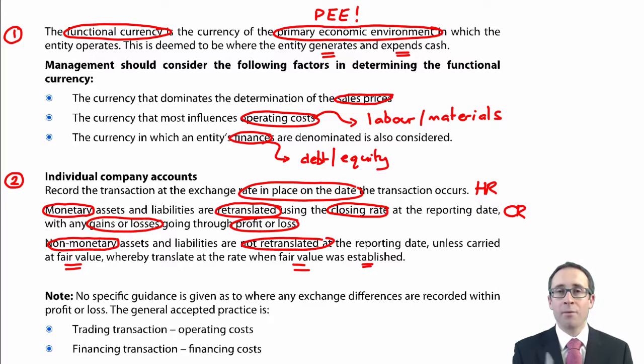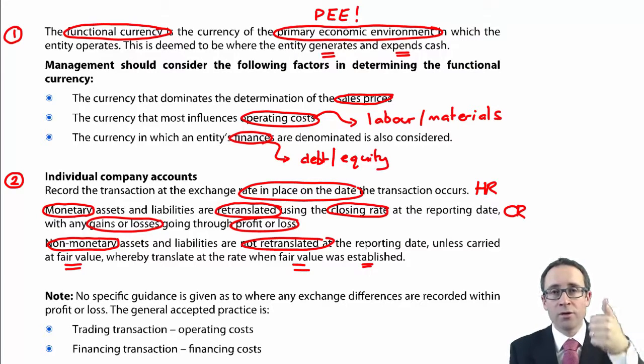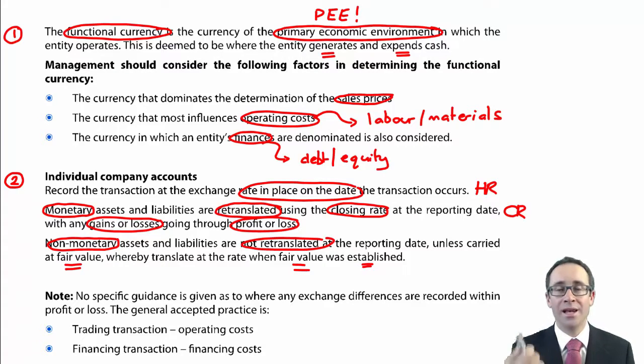Okay, key bit, remember, you have monetary, you have non-monetary. Monetary, readily convertible for cash. Non-monetary is not readily convertible for cash. So inventory, PPE, investments, intangibles. Remember the treatment. Monetary, you translate and then retranslate. Non-monetary, you translate and leave, don't we? If there are any gains or losses that arise, they always go through to profit or loss.